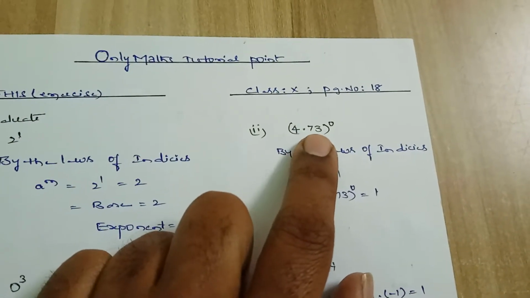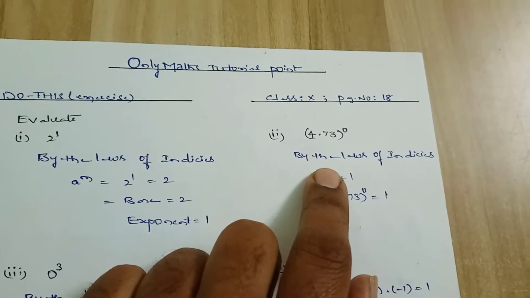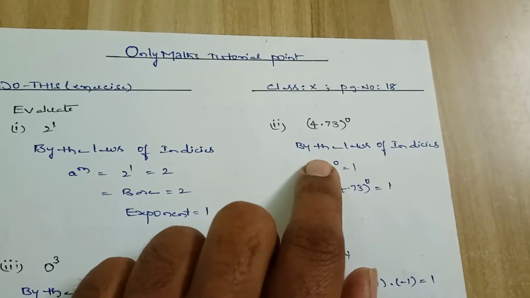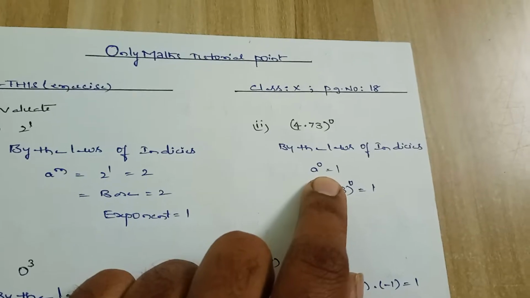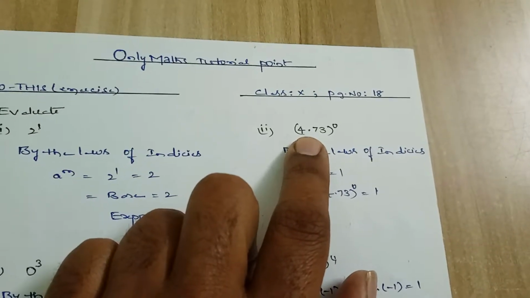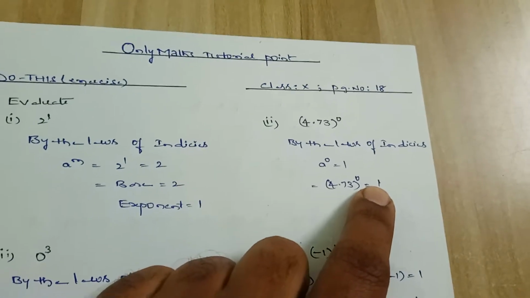Second one, 4.73 power 0. By the laws of indices, we have a formula, right? Any base to the power 0, the value is 1. Therefore, if the base is any number and the exponent is 0, then the value will be 1 always.